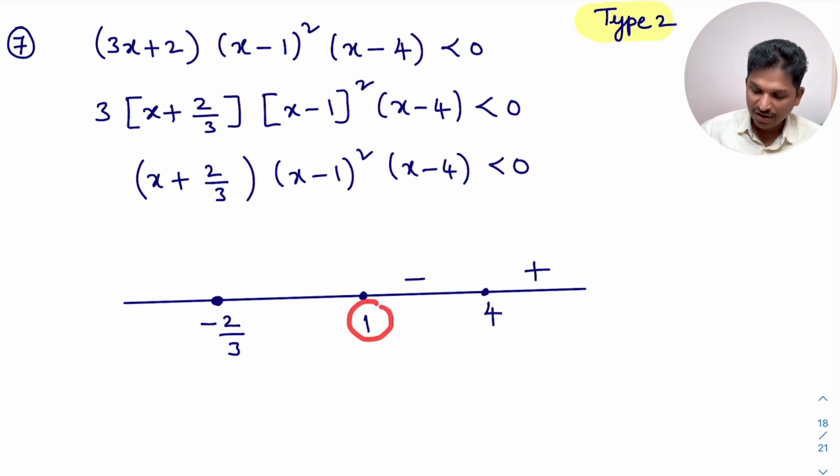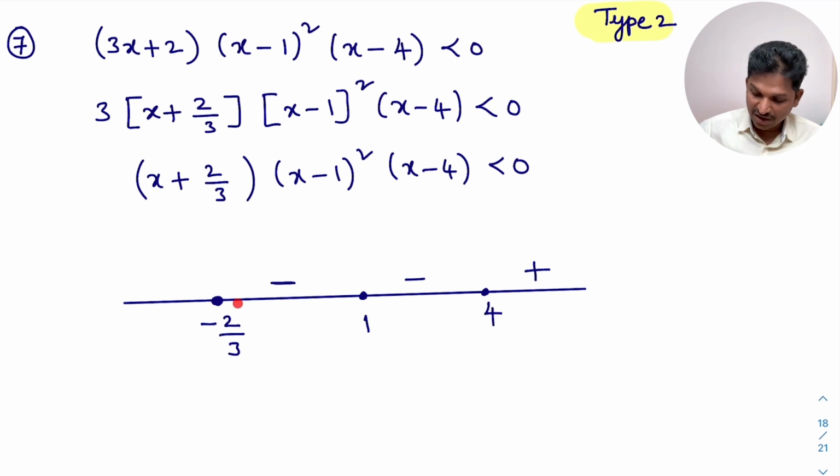Now you see here 1. This 1 is coming from this. Here what power is there? Even power or odd power? Even power is there. When even power is there, the sign won't change. Here minus is there, so that minus remains minus only. Right? Now come to this.